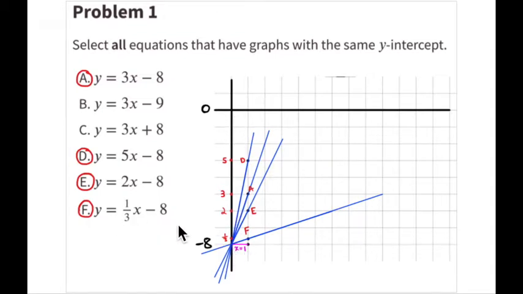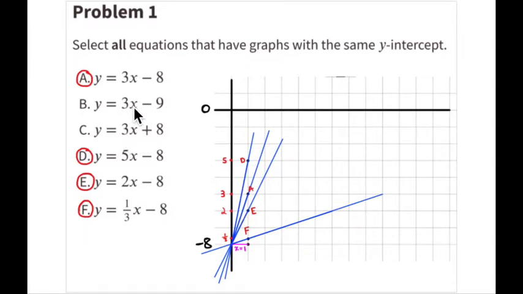And so f has a slope of 1/3. So for 1 unit in x, that's this 1 unit down here in the pink. So 1 unit in x, it increases 1/3 of a unit along the y-axis. E increases 2 units along the y-axis. A increases 3 units along the y-axis. And D increases 5 units along the y-axis. So they get steeper as that value for the slope increases. The larger that number is, the steeper the graph is.